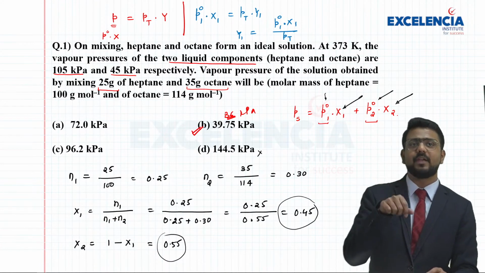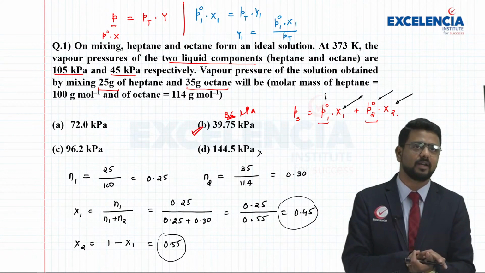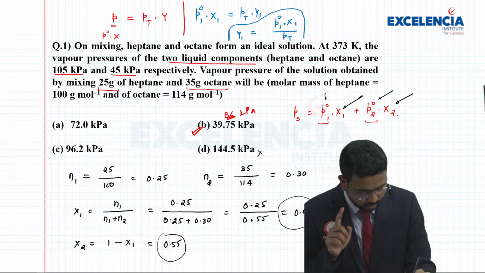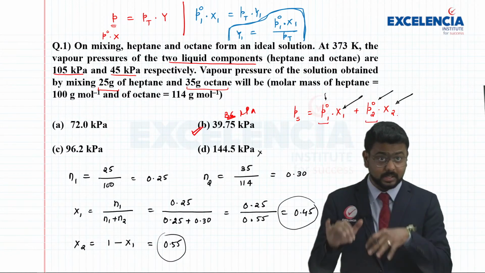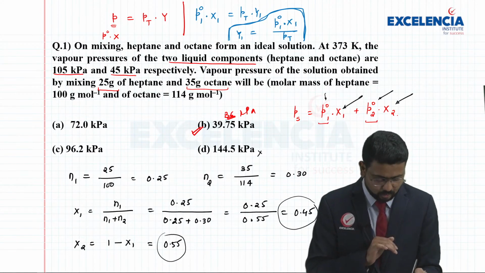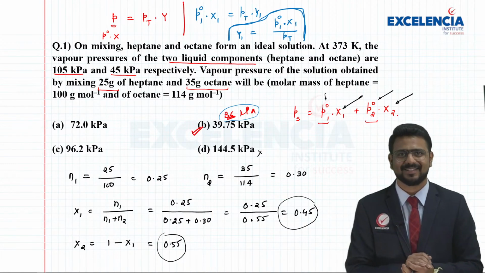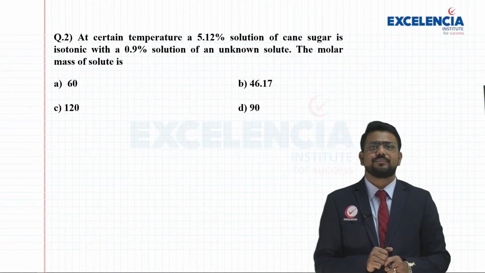Remember this. The way we have found the mole fraction of component 1 in the vapor phase, similarly you can find it for component 2 as well. So please remember this formula. Your answer for this question is close to 39, right? Actual answer will be around 36. So that should be your answer, option B. Okay, moving on with the next question.